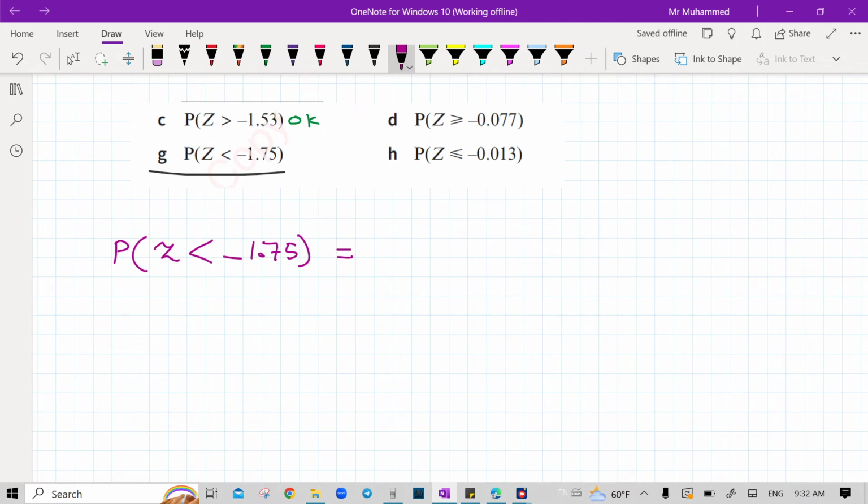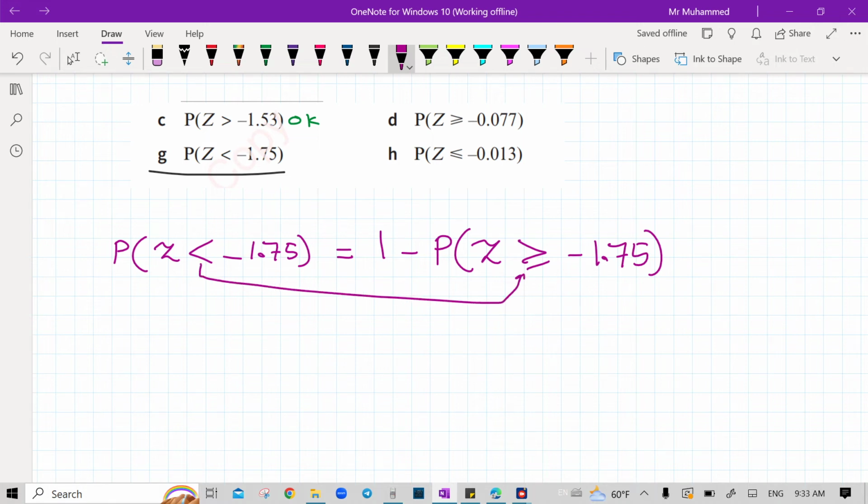This probability is the same as 1 minus the probability Z greater than or equal to negative 1.75. Look, I only reversed the inequality sign. Now Z is greater than negative, which is okay. We can just go with 1 minus, and this probability part will be phi of 1.75. And when you see phi, it means go to the table. Your calculation finished.